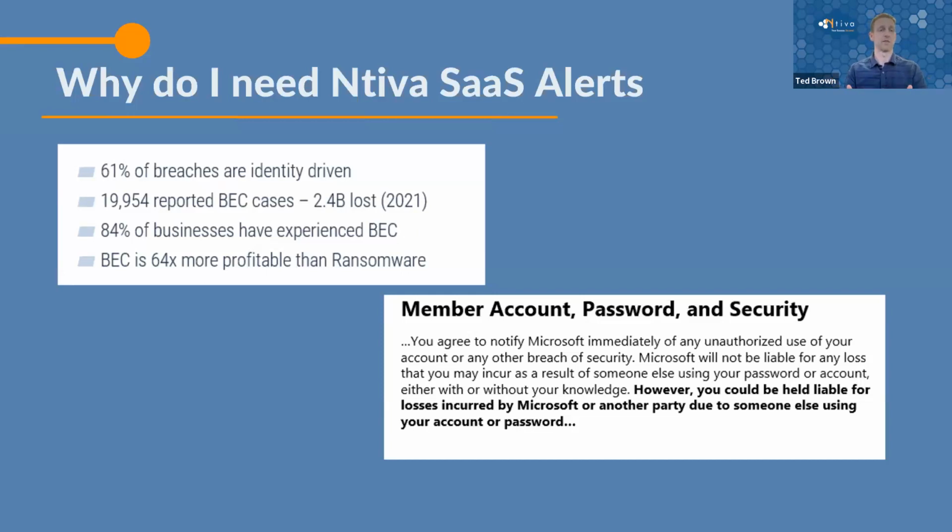And that's because potentially they clicked on a link and put in their email address and their password to 365. A bad actor gets it, and next thing you know, a compromise event has occurred. So it goes into that 84%. And really the BEC is 64% more profitable than ransomware.